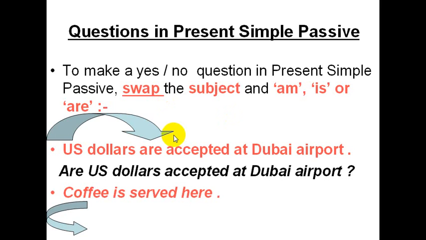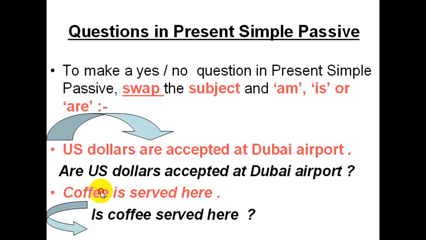Swap them to get a yes/no question. So you should start with "is" at the beginning of the question, followed by coffee. Let us see.